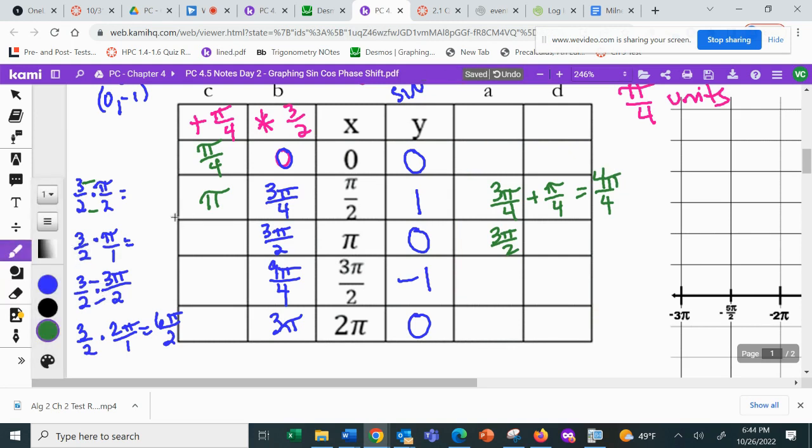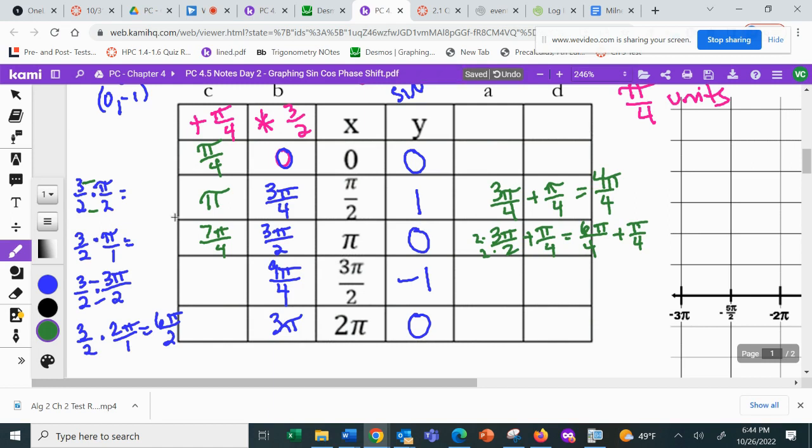I'm going to add on pi over 4. These do not have common denominators, so I need 4 for my denominator, which means I multiply this one by 2 over 2, and I get 6 pi over 4 plus pi over 4, just 7 pi over 4.